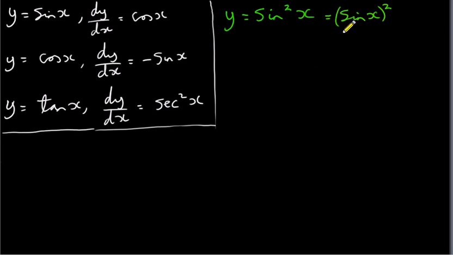So realizing that sine squared of x means this, if we're going to use the chain rule, let u equal sine of x. I'll have to go through this once by the chain rule, and then you'll see how to do it. Now, if u equals sine of x, that means that y equals u squared. So that means dy du equals 2u.